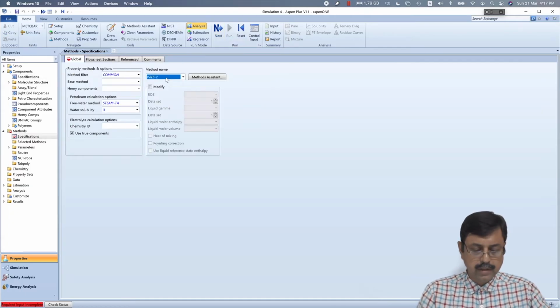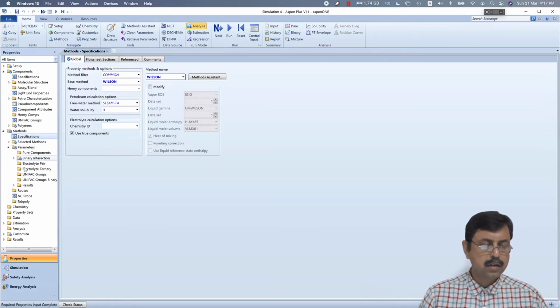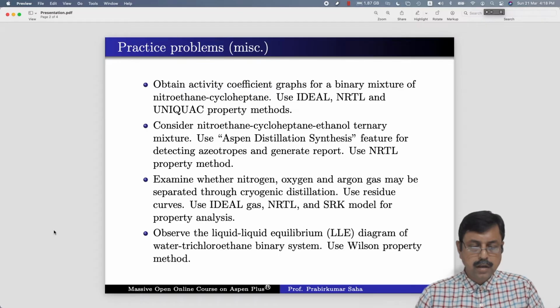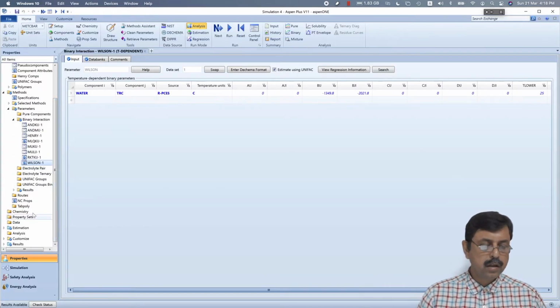We'll use the Wilson method, and we shall estimate using UNIFAC. Otherwise, these particular parameters are not being calculated, so run them. Now we have to see the liquid-liquid equilibrium diagram, and let us say binary.